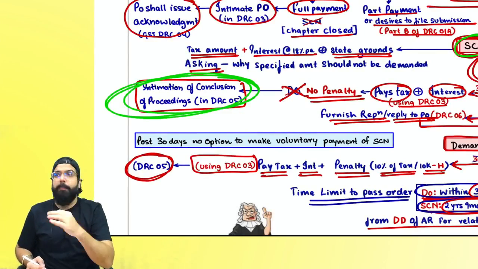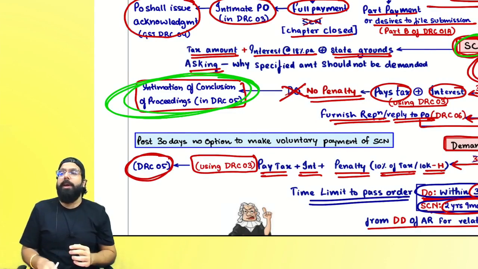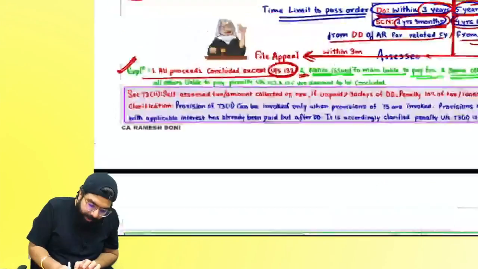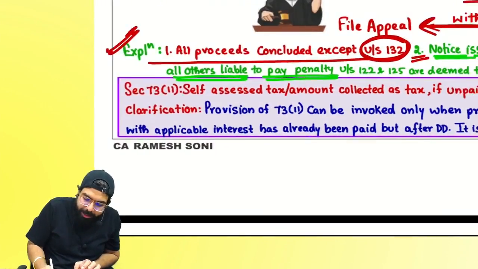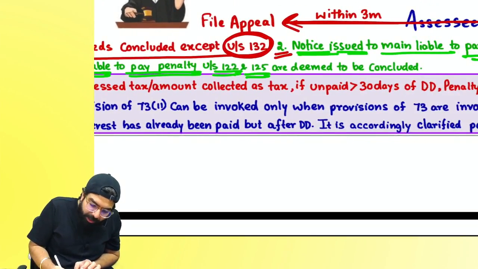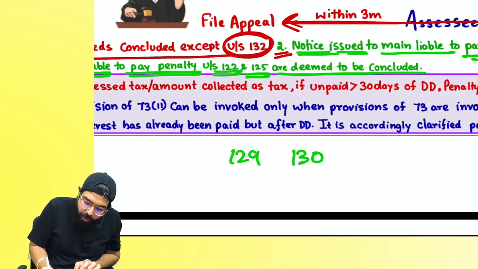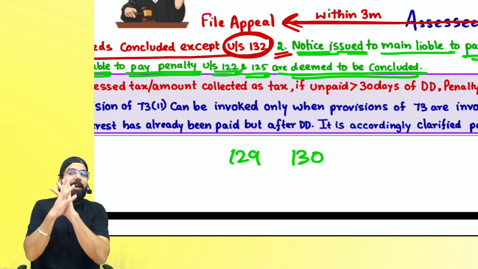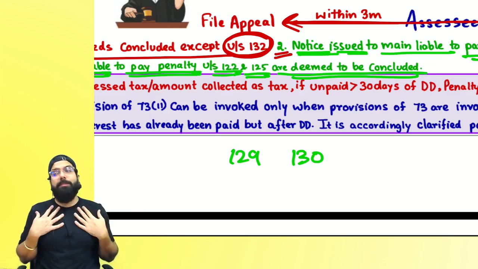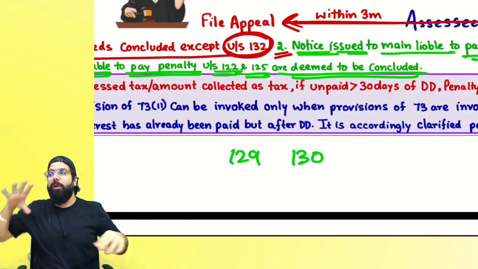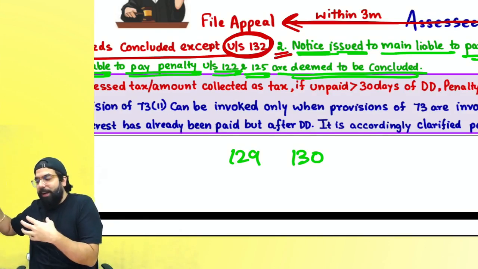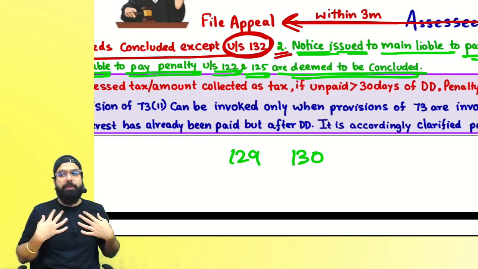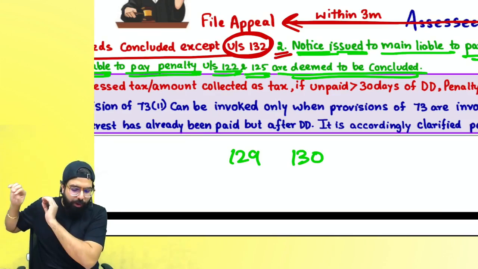Now listen to me very carefully. Proceedings concluded against me. Earlier what used to happen, all the proceedings against all other persons who are liable to pay penalty under section number 122, 125, 129, 130 were also concluded. Earlier, if a show cause notice was given to the main person and I made all the tax payment etc., then all the proceedings against me used to be concluded, and along with me, any other noticees to whom notice had been given, their proceedings also used to get concluded.